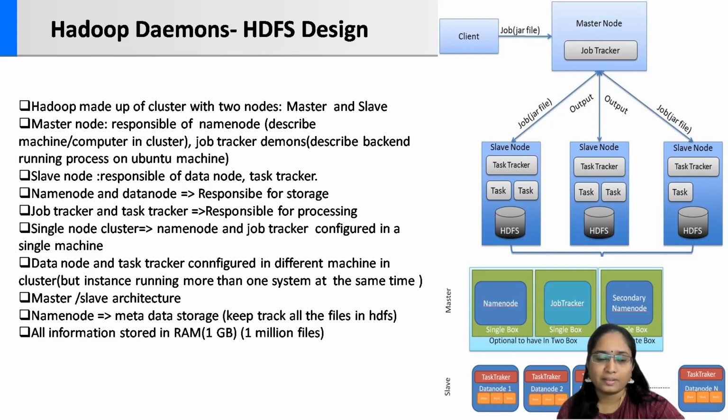So it looks like a master-slave architecture. The name node is the metadata storage. It mainly tracks all the files in HDFS. All the information is stored in 1 GB of RAM. Hope you understand. There are two parts, the master node and the slave node. The master node mainly handles storage, and the slave nodes are responsible for processing.